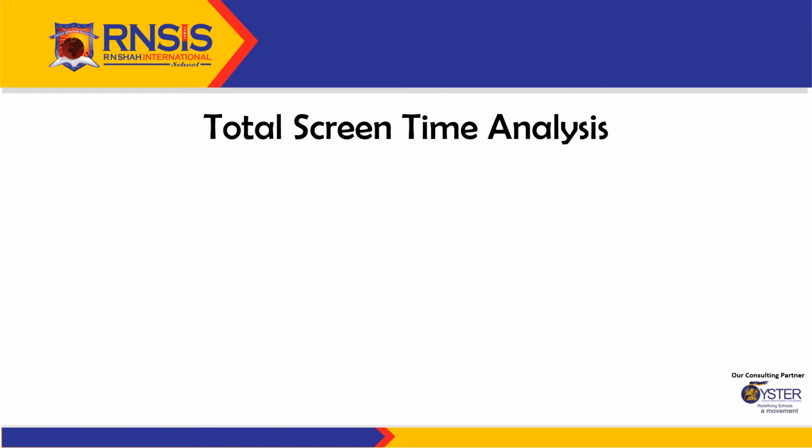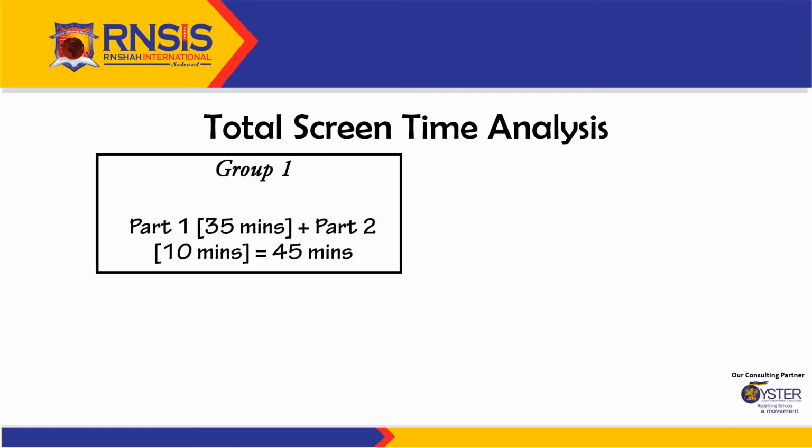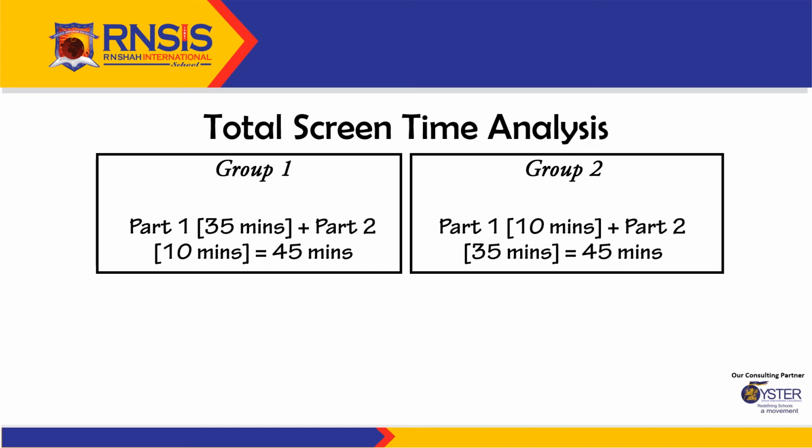Total screen time analysis. For Group 1, the screen time will be Part 1, 35 minutes for the online classroom, and Part 2, 10 minutes in the offline classroom, which makes a total of 45 minutes of screen time. For Group 2, the screen time will be Part 1, 10 minutes of the offline classroom, and Part 2, 35 minutes of the online classroom, making the screen time 45 minutes.